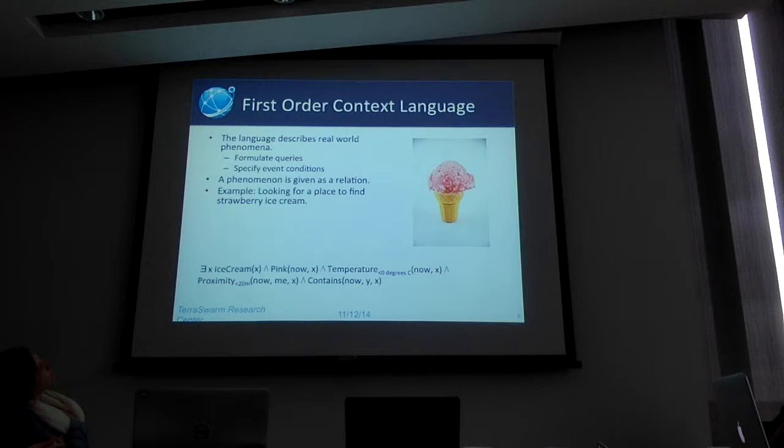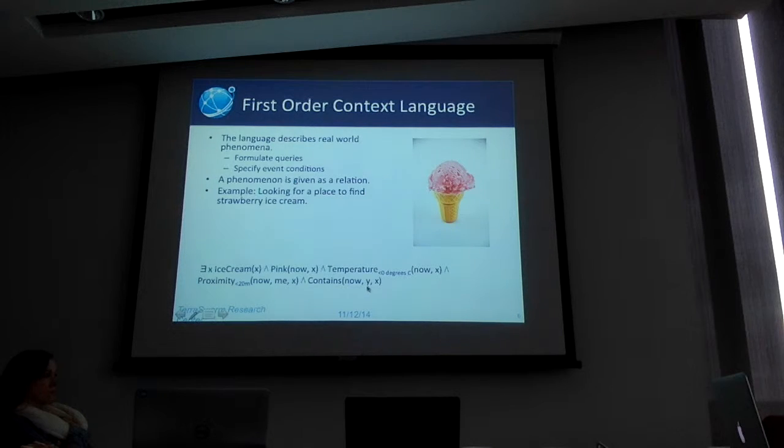So the format for these conditions is a first-order language. A first-order language consists of relations. It consists of conjunctions, disjunctions, quantifiers, and the equality comparison operator. So if we wanted to look for strawberry ice cream, the way we could formulate this as one of these conditions would be like this. So there exists an X, which is ice cream. It's pink. It's frozen. I'm near it, and it's inside something, and I want to know what that something is.